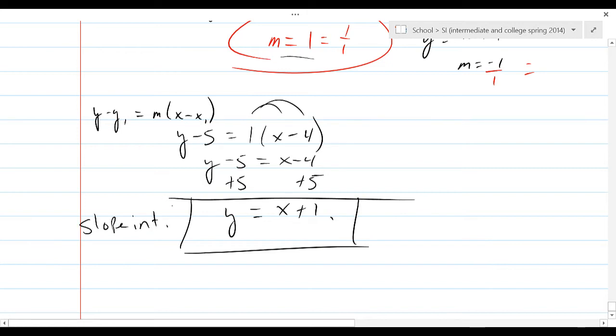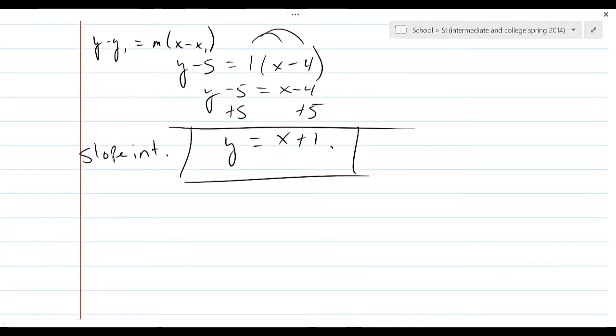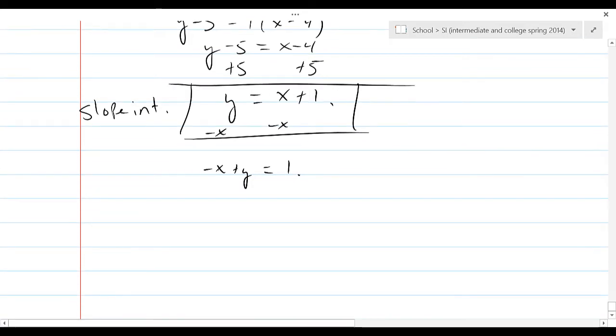Slope-intercept. Now how do I get into standard? Well, let's subtract x from both sides, and I get negative x plus y equals 1. Remember, I can't have a negative x, so I'm going to multiply everything by negative 1.